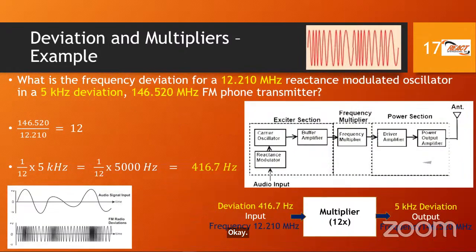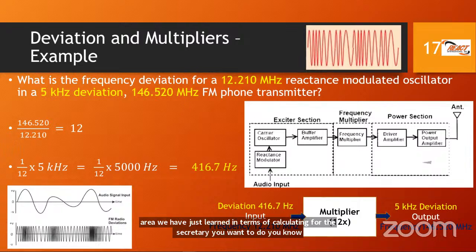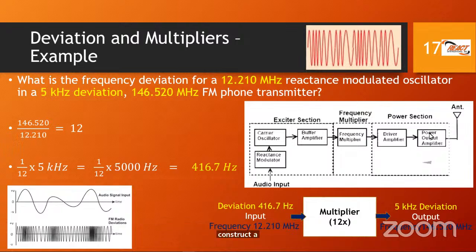And here's an example calculation to hopefully make it real and bring it out. Actually, this is an exam question, so let's deal with it. We are trying to apply this theory we have just learned in terms of calculating for the circuitry. We want to construct a circuit. So we have the various stages here in a block diagram. You have the frequency multiplier, but we need to know a few things about it. And here's the exam question.